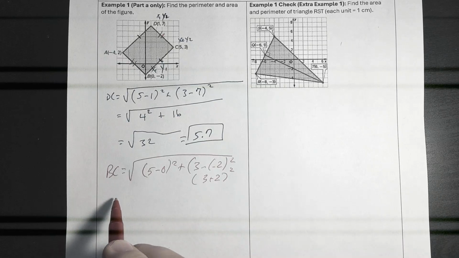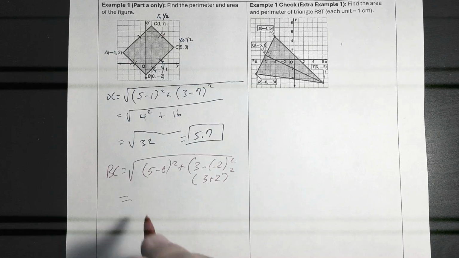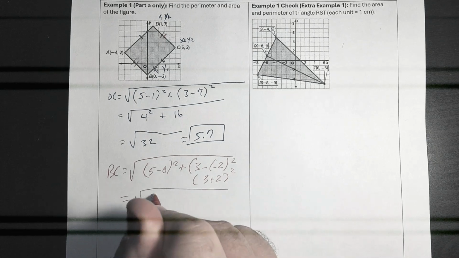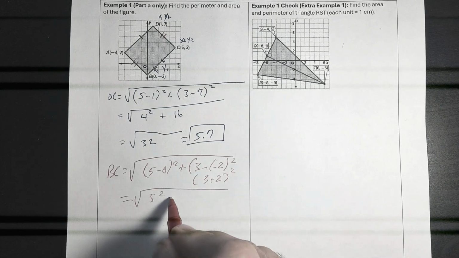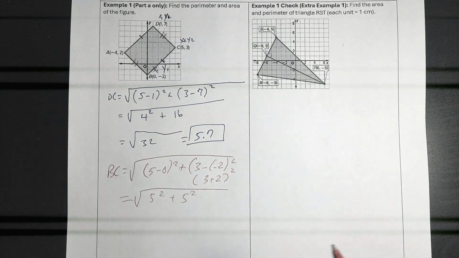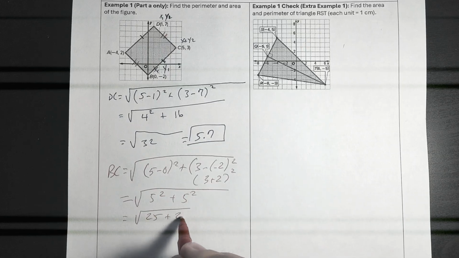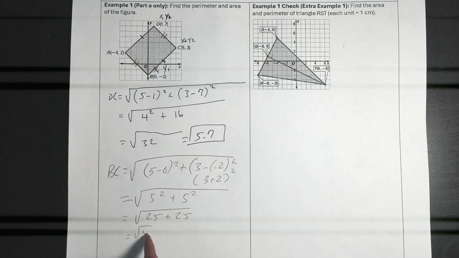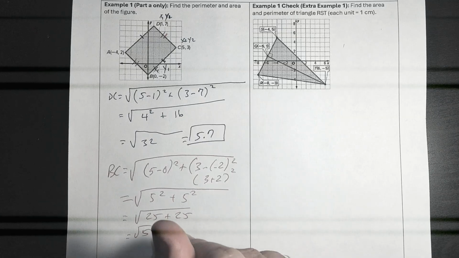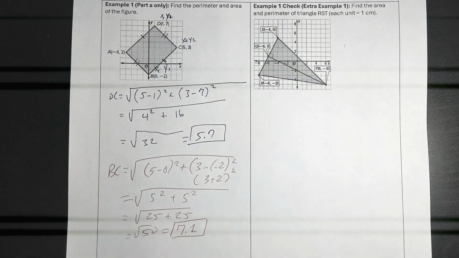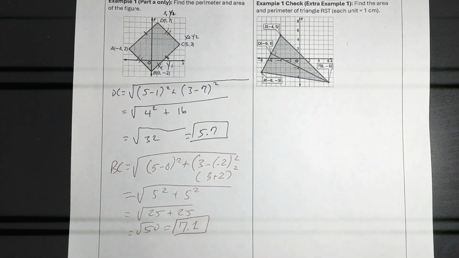Alright, so let's take this down to the next line here. 5 minus 0 is 5. So we got 5 squared here, and then over here we have 3 plus 2, which is 5 squared. 5 squared is 25. 25 plus 25 is going to be 50, and the square root of 50 is 7.07. We're going to round it to 7.1. So now we have both of our sides.